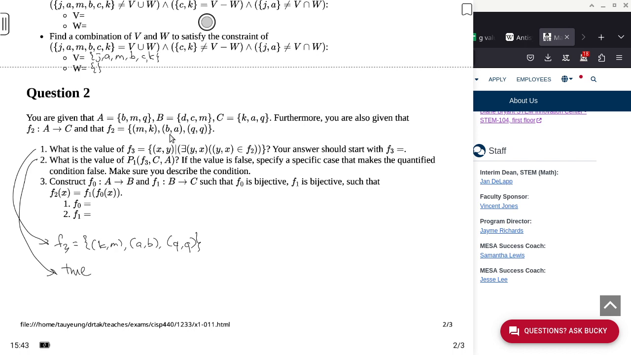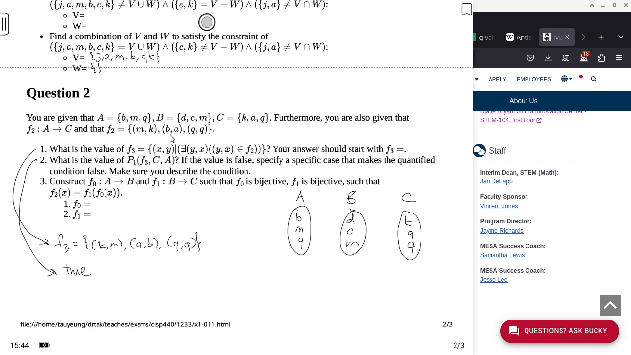I would find F sub 0 and F sub 1 first, and then I would find the composite function by putting F sub 0 inside of F sub 1, and that would give me F sub 2. That's a way to do it. My way of doing it is to look at it as three sets. This is set A, which has B, M, Q, then set B has D, C, M, and then set C has K, A, Q. What we want to do is map B eventually to A, M eventually to K, and Q maps to Q.